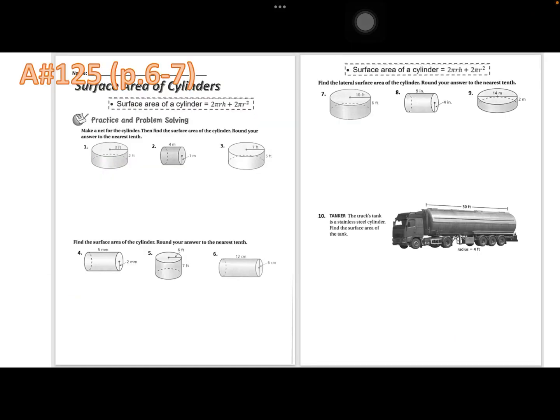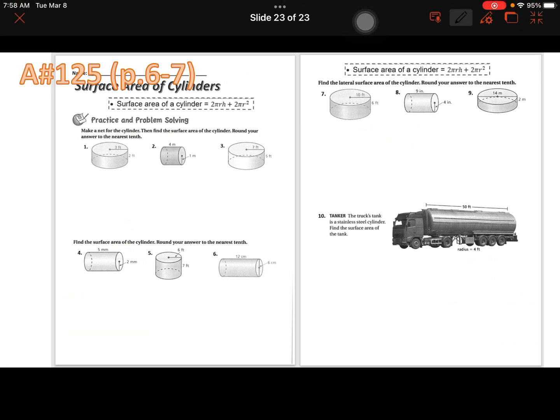So your homework is actually in your packet once again. You're going to do page 6 and 7. You have 10 questions to try. You don't have to sketch out the net necessarily, but it's a good idea for you to kind of sketch it out. So on these first 3, it says sketch your net. Notice you have your formula up here. You have your formula on the back, so you don't have to flip over. But notice on this first ones, you're looking for the surface area. The next 4, you're finding the surface area. Notice the directions say round to the nearest tenth on all of these.